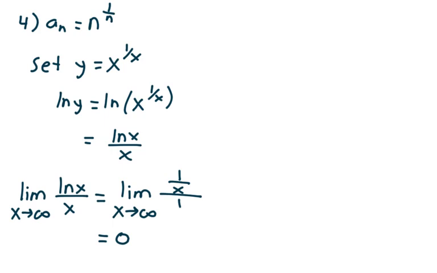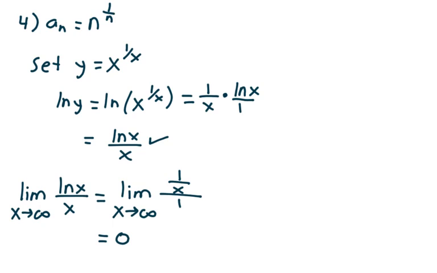Set y equal to x to the 1 over x. Take the natural log of both sides. So the natural log of y is equal to the natural log of x to the 1 over x. And incidentally, we can write this as 1 over x by the properties of logs times the natural log of x over 1, which is written as natural log of x over x.